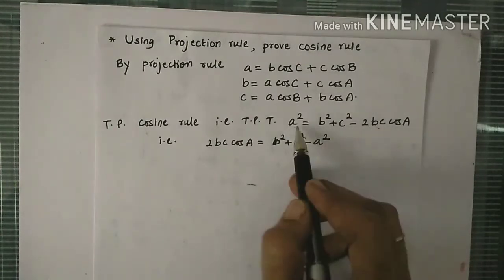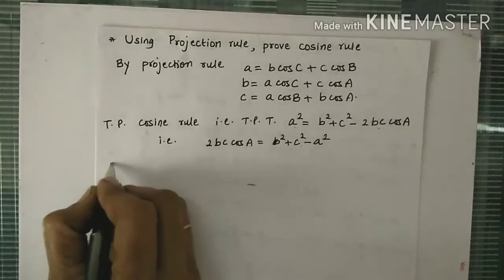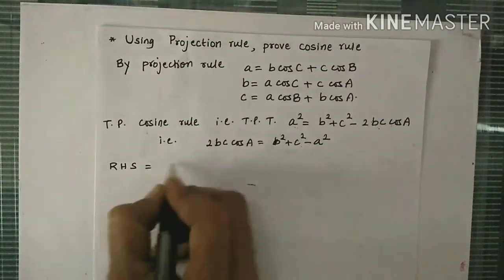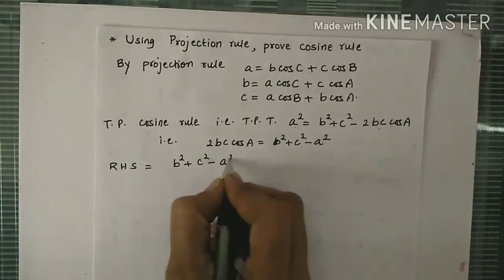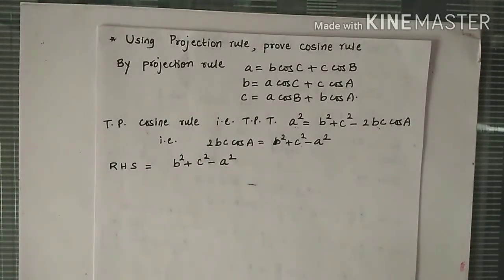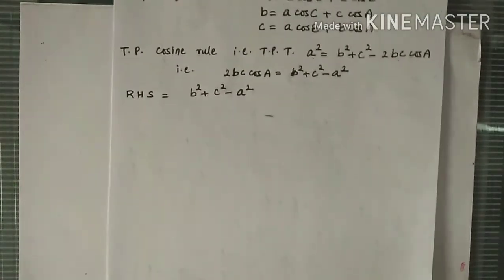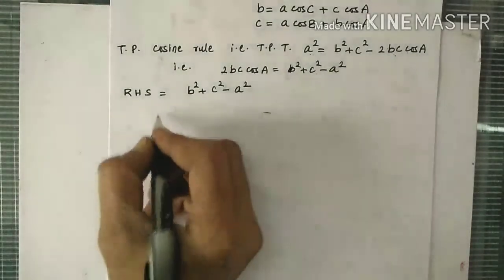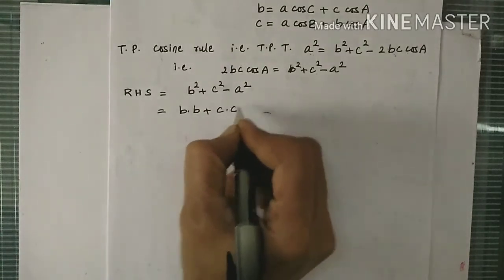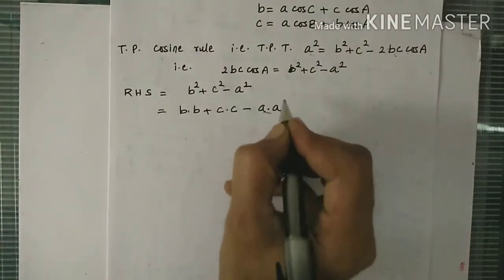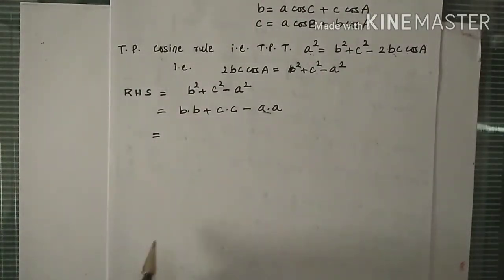So we are interchanging these two terms, and we are starting with the right hand side. The right hand side is B square plus C square minus A square, and we have to prove that it is equal to 2BC cos of A. Now we can write this B square, C square and A square as B into B, C into C, and A into A. And we are using here the projection rule.